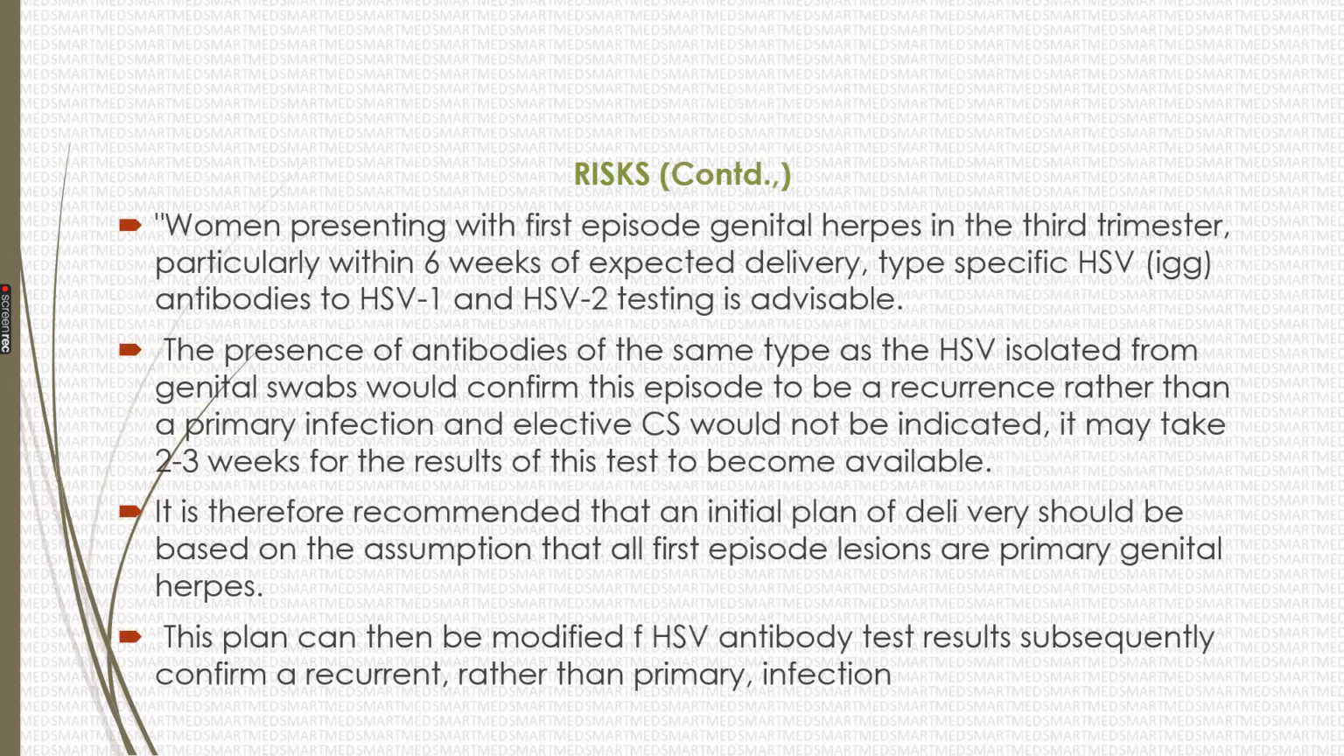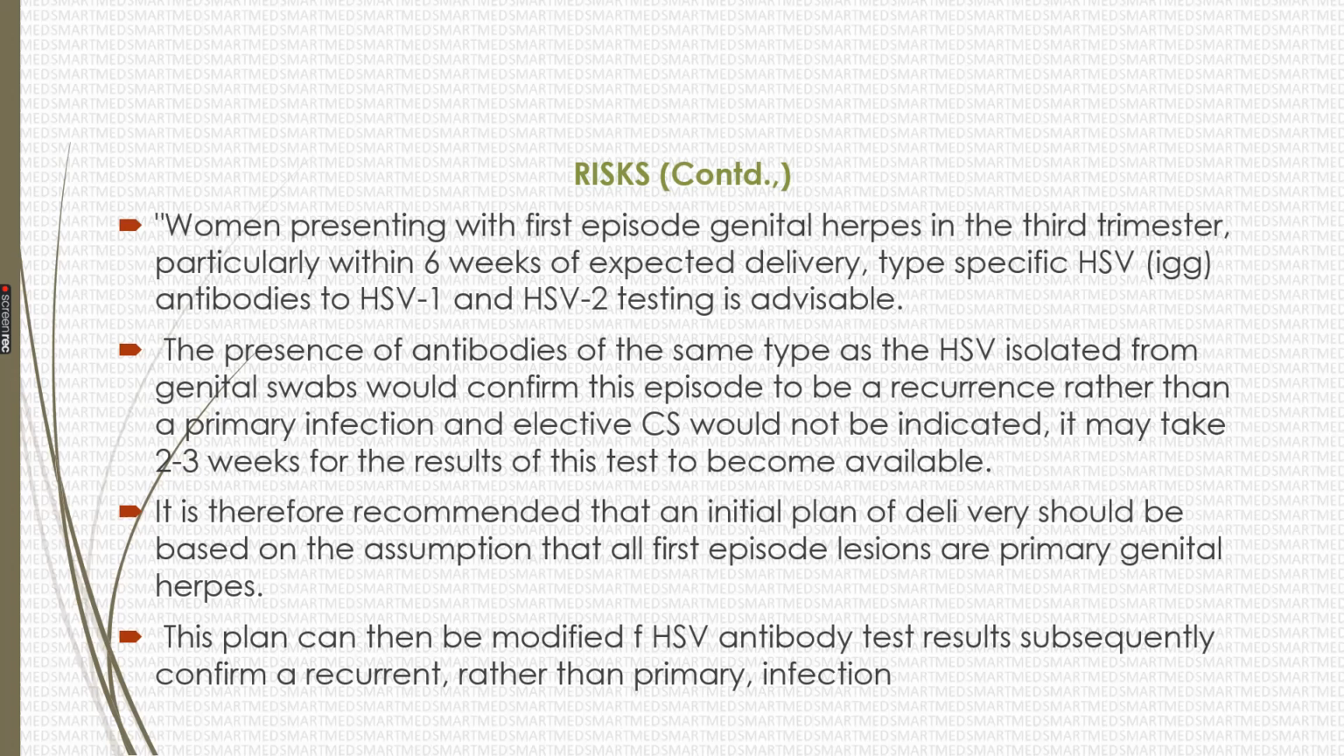So for women presenting with the first episode of genital herpes in the third trimester, particularly within 6 months of the expected date of delivery, type-specific IgG antibody testing to HSV 1 and 2 is advisable. The presence of antibodies of the same type as the HSV isolated from the genital swab would confirm this episode could be a recurrent rather than a primary infection, and elective CS would not be indicated. It may take 2 to 3 weeks for the results of this test to become available.